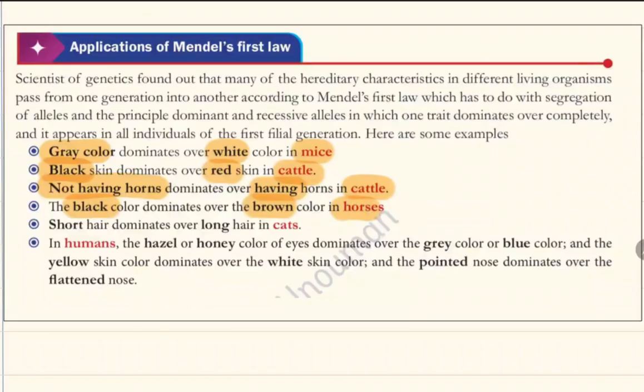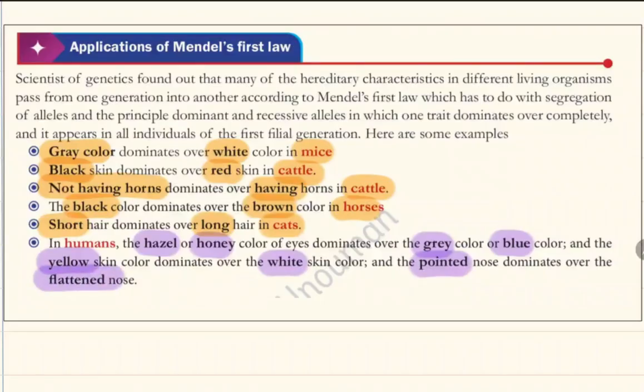It means if you cross a black horse that is pure with brown, it is going to give us a black horse. Short hair dominates over long hair in cats. And in humans, the hazel or honey color of the eye dominates over the colored eyes, which are green or blue. And the yellow skin, which is like ours, dominates over the white skin. And the pointed nose dominates over the flattened nose.